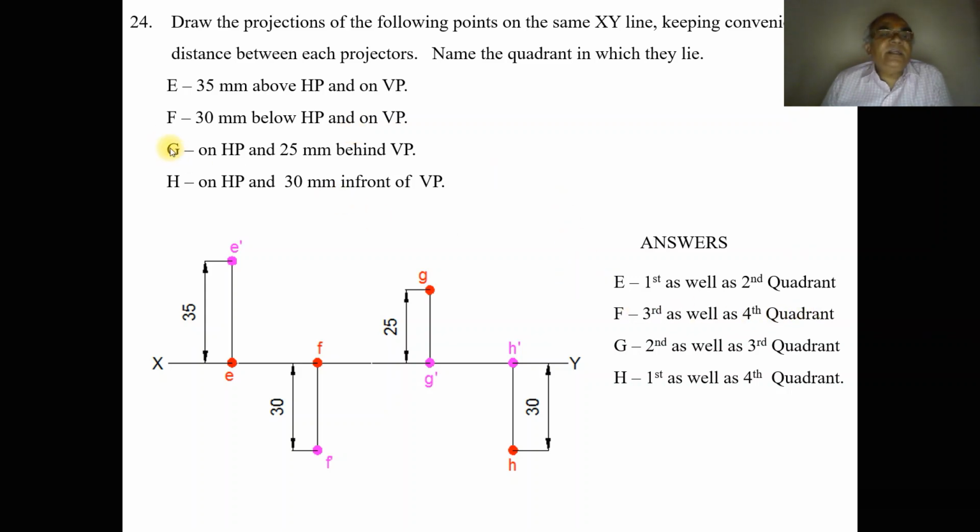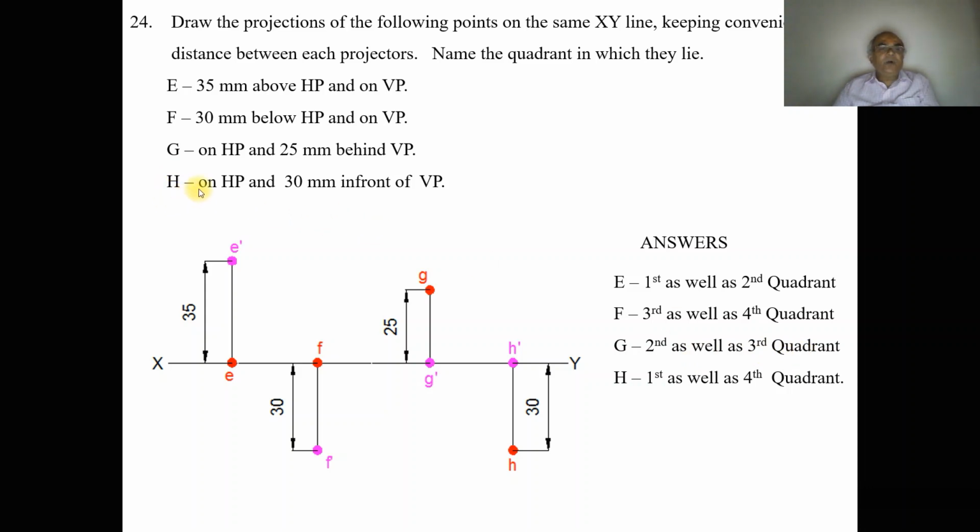Now we will come to the condition of G. It is on HP and 25 mm behind VP. Since it is behind VP, the behind VP condition will be in the second quadrant as well as in the third quadrant. Behind VP and above HP will give you the second quadrant. Behind VP and below HP will give you the third quadrant. Therefore, capital G lies in the second as well as the third quadrant.